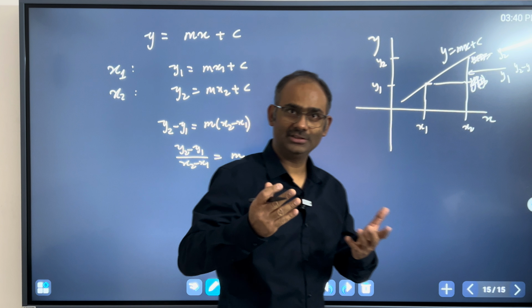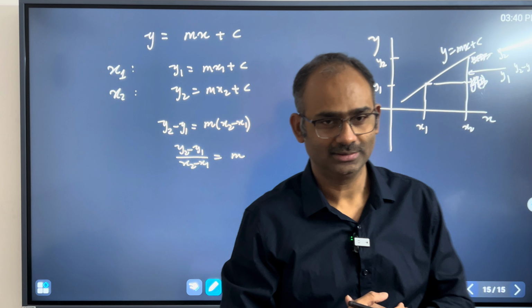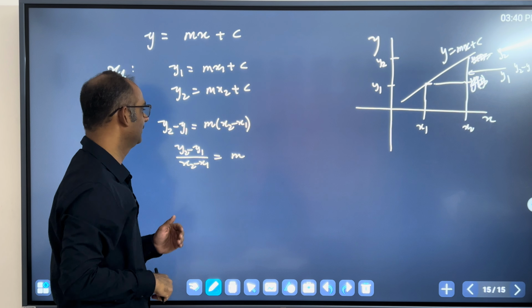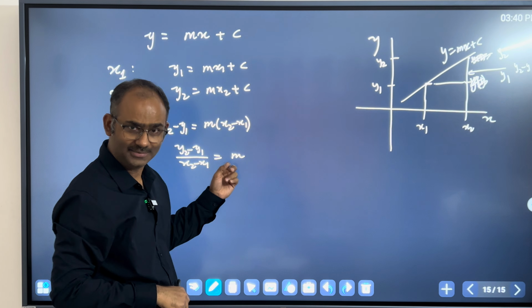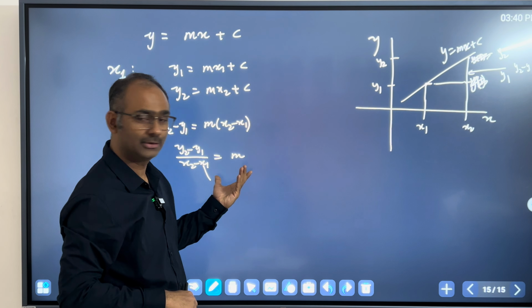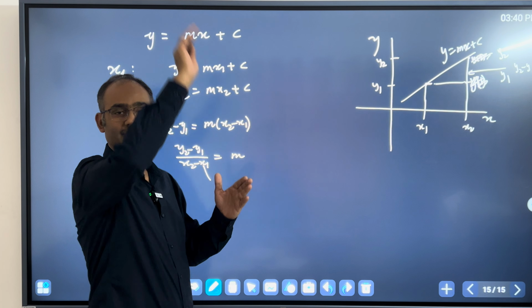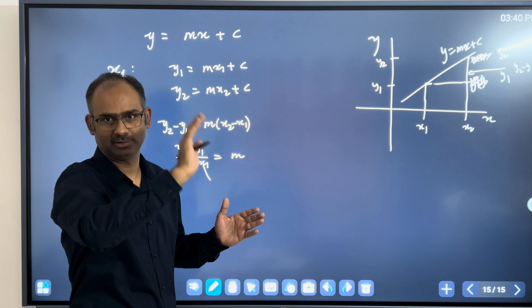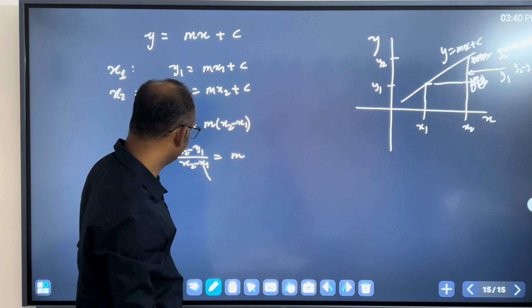So I have convinced you by this, is this clear, that the rate of change of the value of the function per unit change in the value of x is constant for a line, and that will not be true for any other curve, it will not be the same, and we have seen some examples.